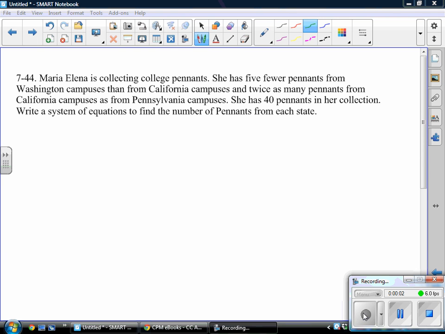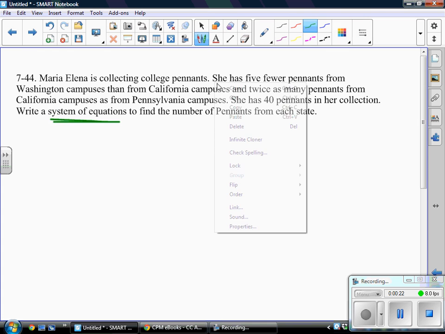This is problem 7-44 from section 7.1.3 homework. It's talking about all these pennants that we have from three different colleges. And we're going to write an equation or a system of equations to help us figure out how many pennants are from each college. So the first part of information is important.